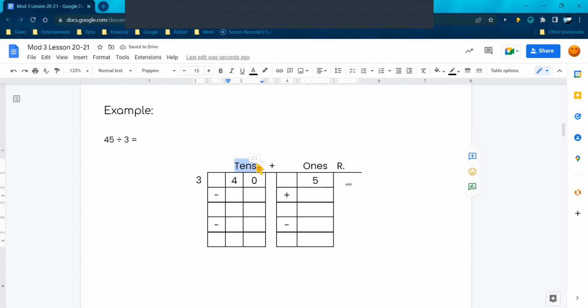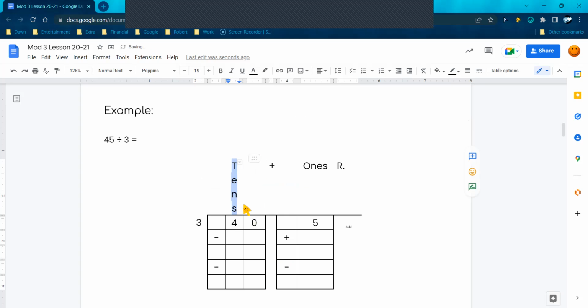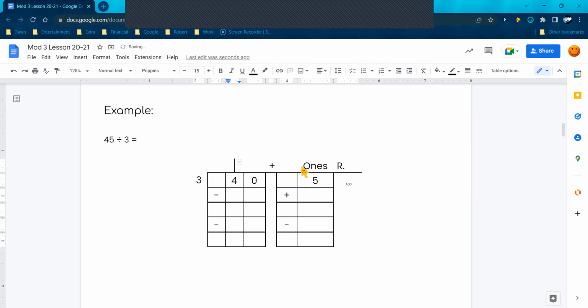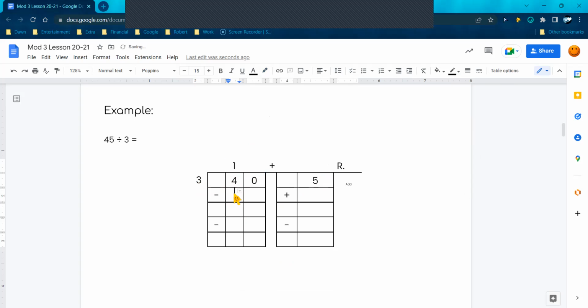So I'm going to delete my tens. I'm going to right click, and I'm going to unmerge my cells. I kind of need two cells. And I'm just going to set the ones away there. Now I'm going to look at 3 times what number gives me 4. And the one thing I know is 1. 1 times 3 is 3. So I'm going to put my 3 right here. 4 minus 3 is 1. And I'm going to bring down my 0.